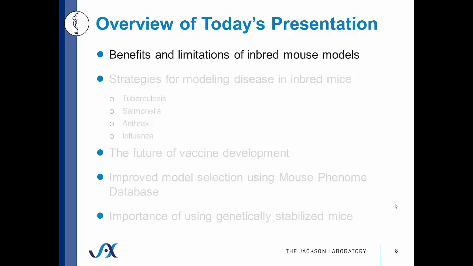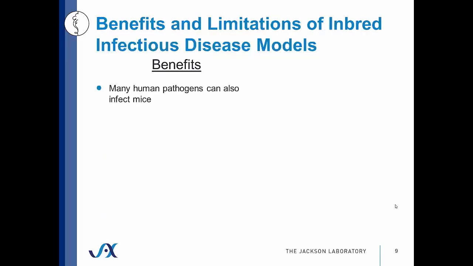First, let's go through the benefits and limitations of using inbred mouse models for infectious disease research. There are several characteristics of inbred strains that make them good models for studying infectious diseases, including the fact that they are susceptible to many of the same diseases that infect humans under the right experimental conditions. Inbred strains also display a range of susceptibilities to different pathogens, and this reflects the genetic diversity seen in humans.